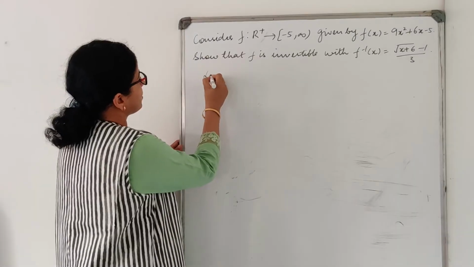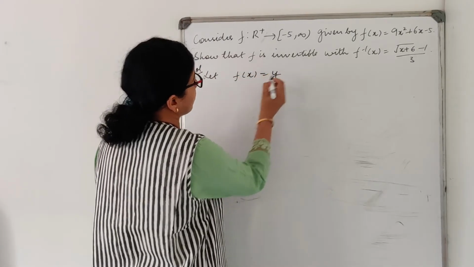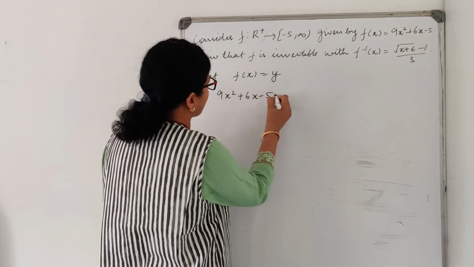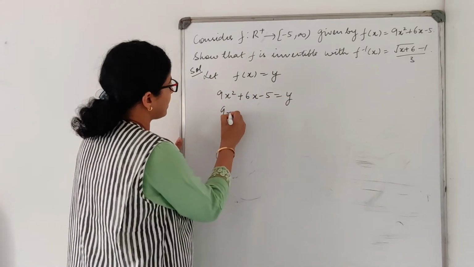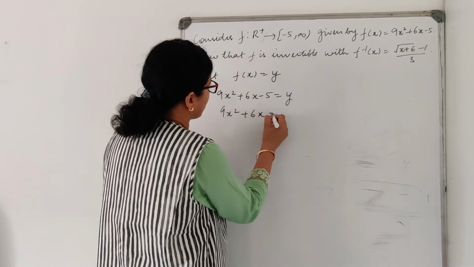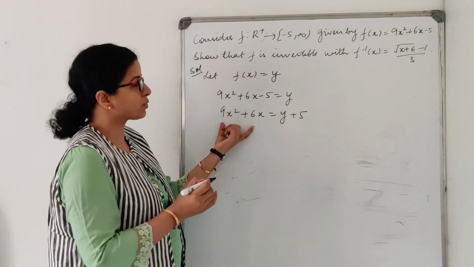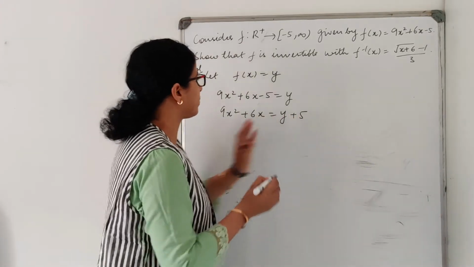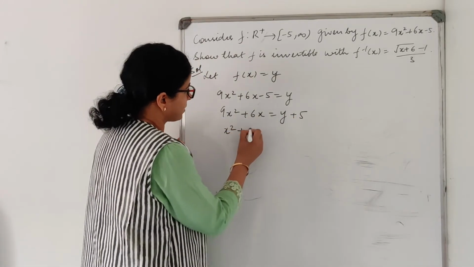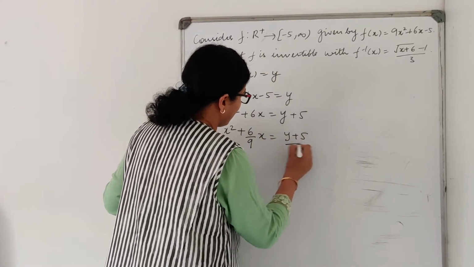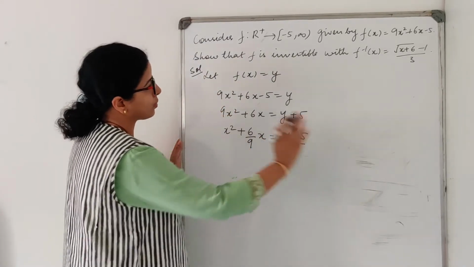So let f x is equal to y. What does that imply? 9x square plus 6x minus 5 equals y. So 9x square plus 6x equals y plus 5. Now we have to use completing the square here. So you can divide throughout by 9. So x square plus 6 by 9 x is equal to y plus 5 by 9. I have divided throughout by 9.